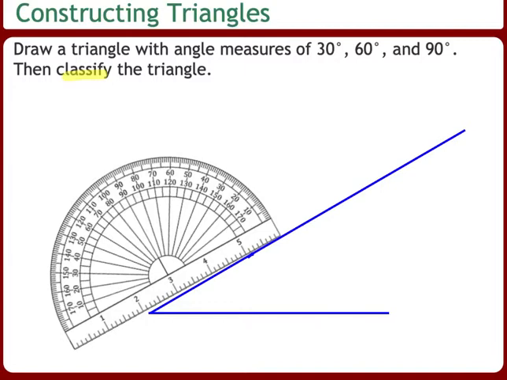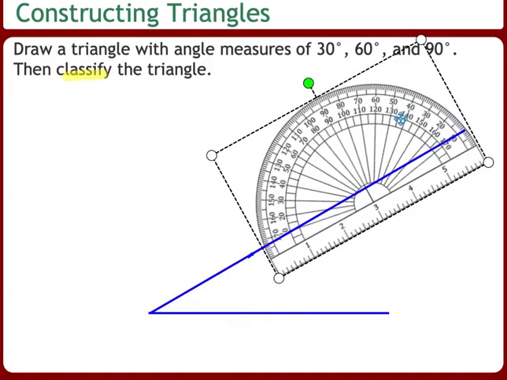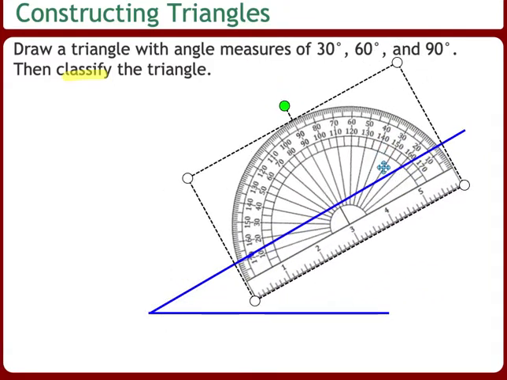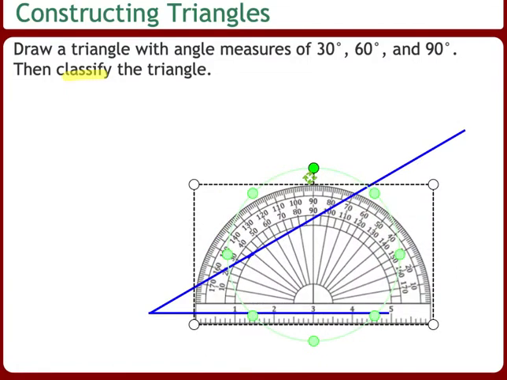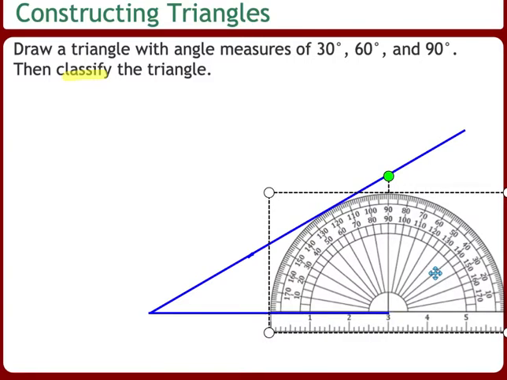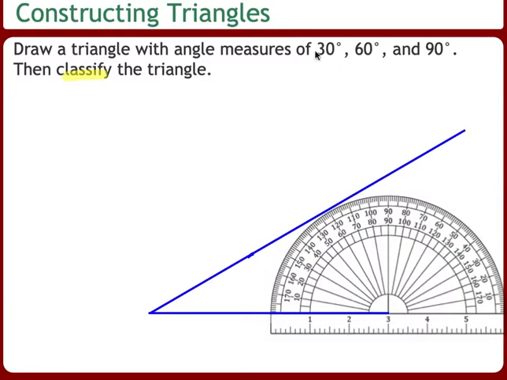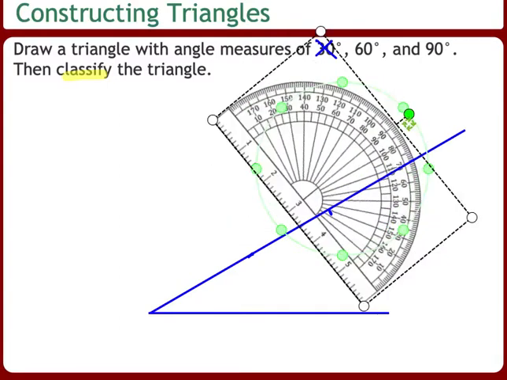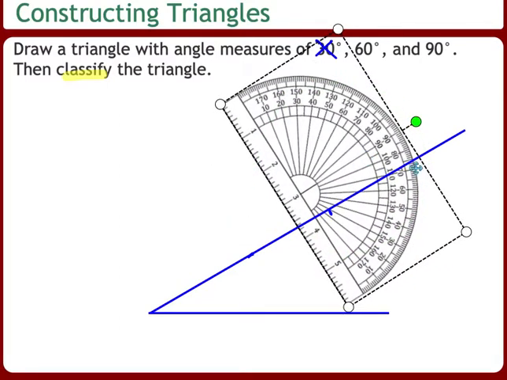Alright, and then what I like to do is I like to go to the other side of the line. So you could go somewhere up here and measure another angle, but I'm going to go to the other side of the original line I drew, and I'm going to draw one of the other angles. So we did the 30, we have 60 and 90 left. Really, it's up to you which one you want to do. I'm going to do this 60, which would be right here. So mark it, rotate, and draw the line.